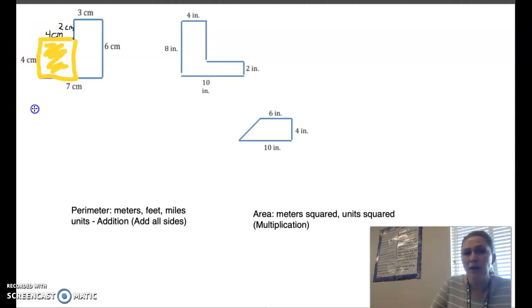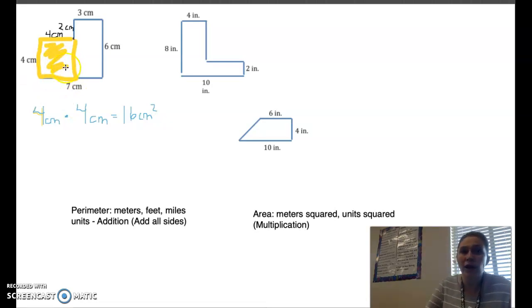So the area is going to be 4, maybe let's use a brighter color so that we can see better. 4 centimeters times 4 centimeters, okay? And 4 centimeters times 4 centimeters equals 16 centimeters squared. Now remember, that's not the whole area, that's the area of this piece. So to find the total area, I need to know the area of this piece.